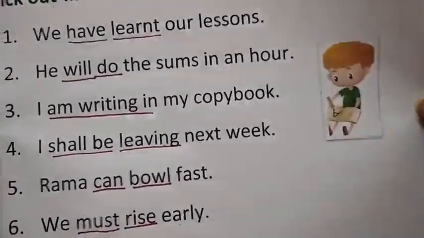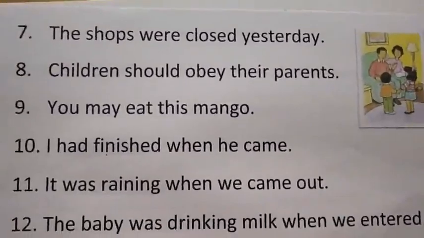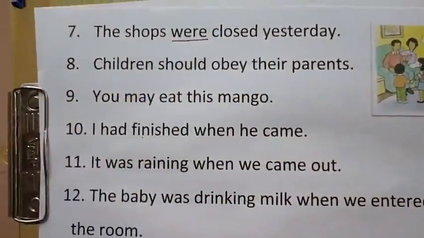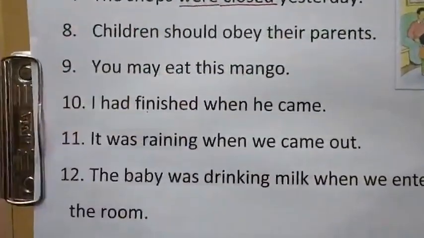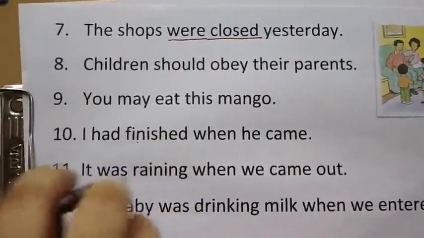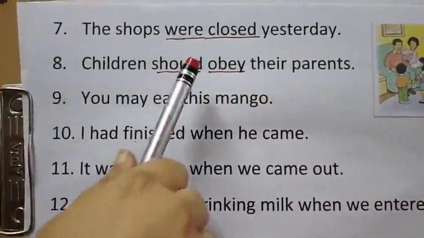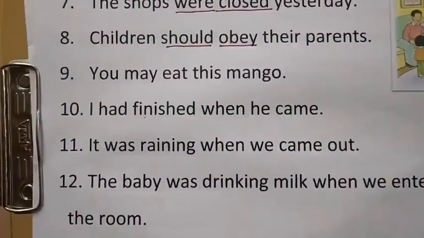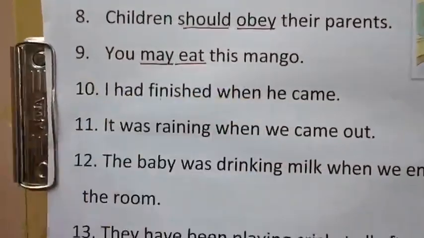In the seventh part, we have the shops were closed yesterday. So here the helping verb is were and the main verb is closed. So we have to underline were closed. Children should obey their parents. So here the helping verb is should and the main verb is obey. So we have to underline both of them, should obey. Ninth part, you may eat this mango. So here we have to underline both of them, may eat.